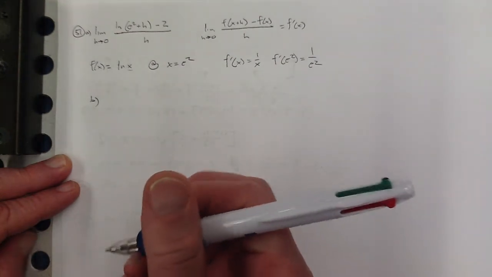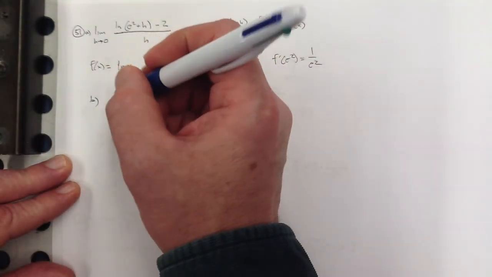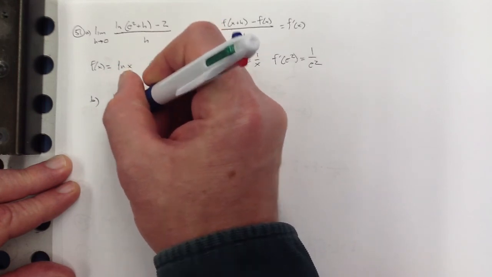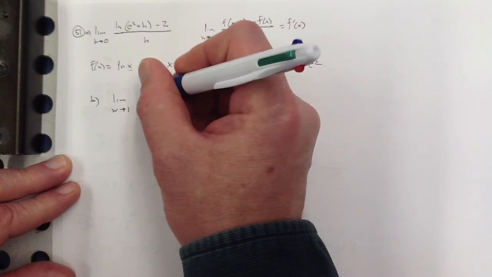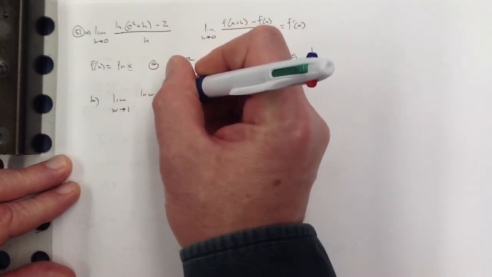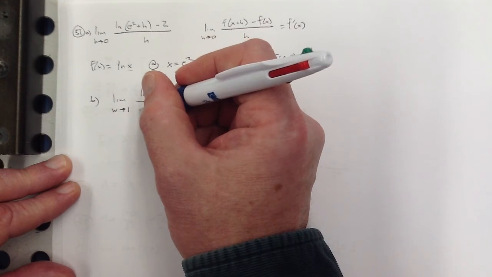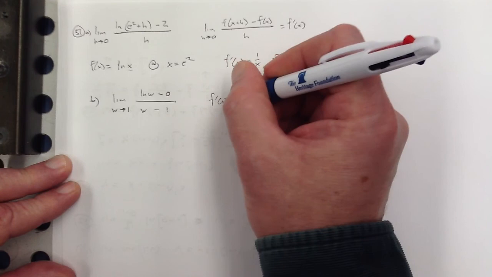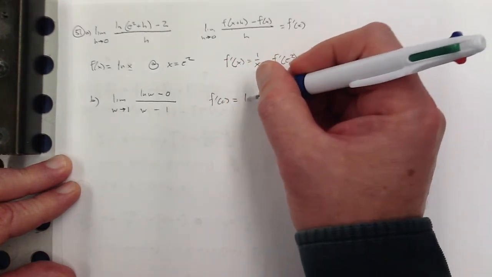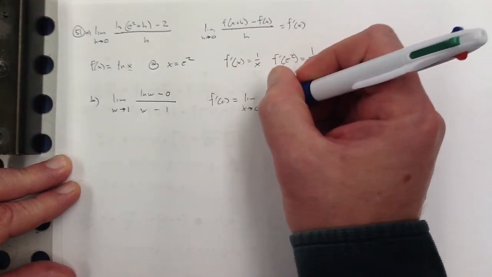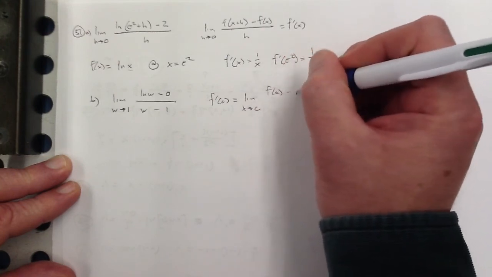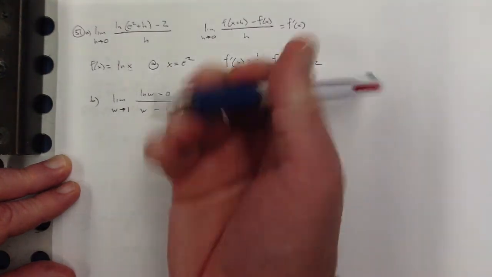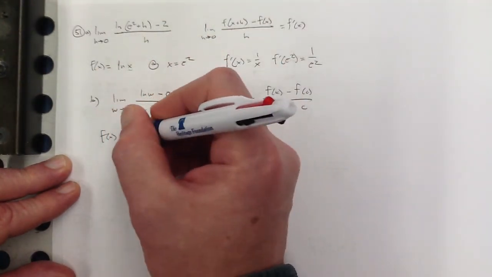So same thing here, except this one looks a little bit more like the other definition. Limit as w approaches 1 of natural log w. I'm going to put minus 0 here just to make it look more like this. F prime of c is equal to the limit as x approaches c of f of x minus f of c over x minus c. So what's the function here? It's the natural log function again.